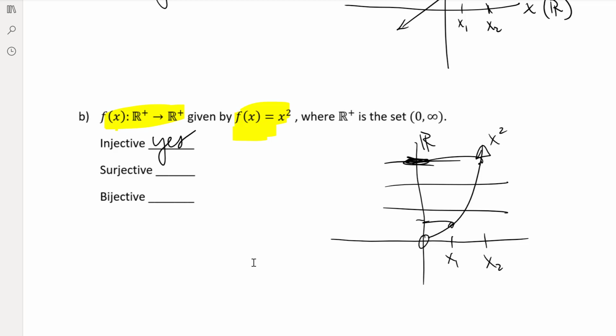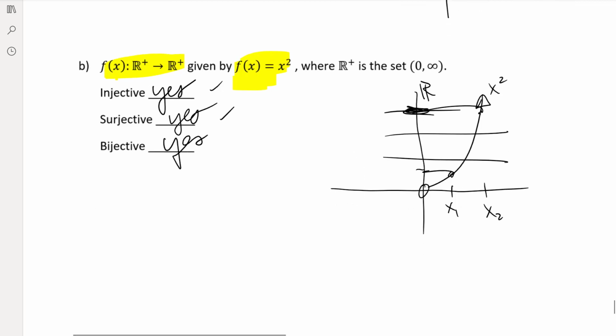And so it is also surjective, and therefore if it's both yes here and here, then it's automatically a yes on the third one. Bijective just means that it's both injective and surjective. So we have another one that is yes on all three. Let's take a look at part C.